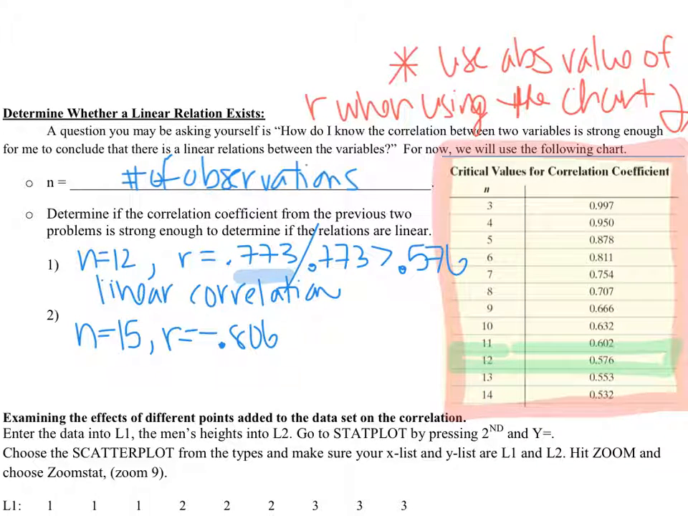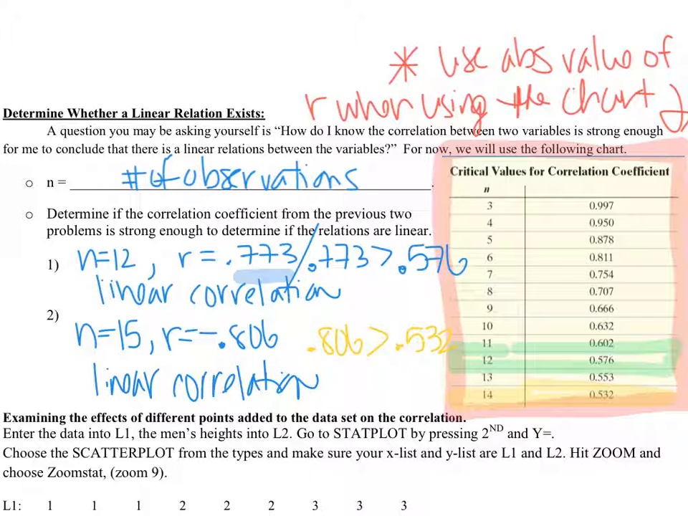So taking the absolute value, 0.806, and then writing down the correlation, which is 0.532, is that greater than or less than? It's greater than, so then we have a linear relationship or a linear correlation.